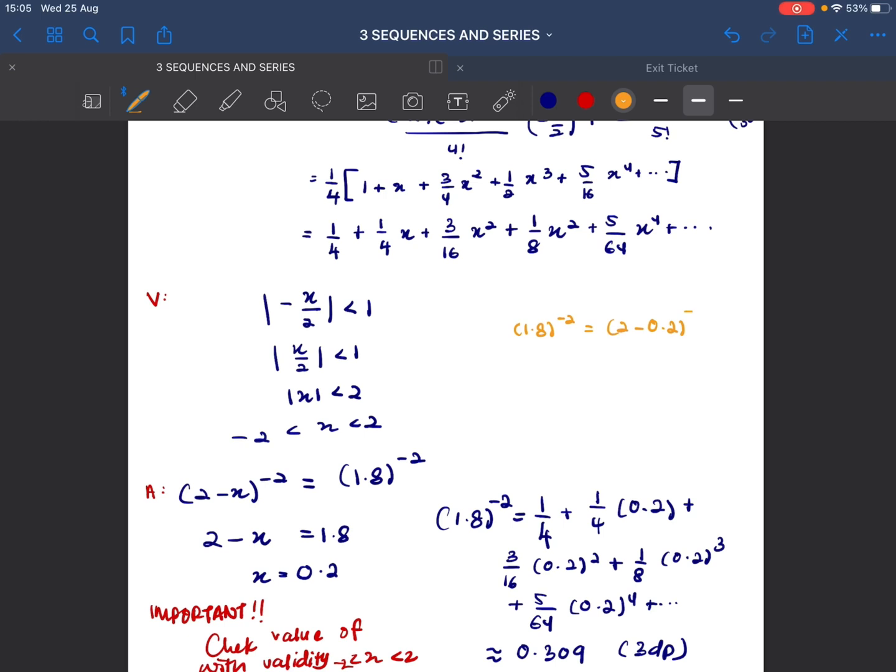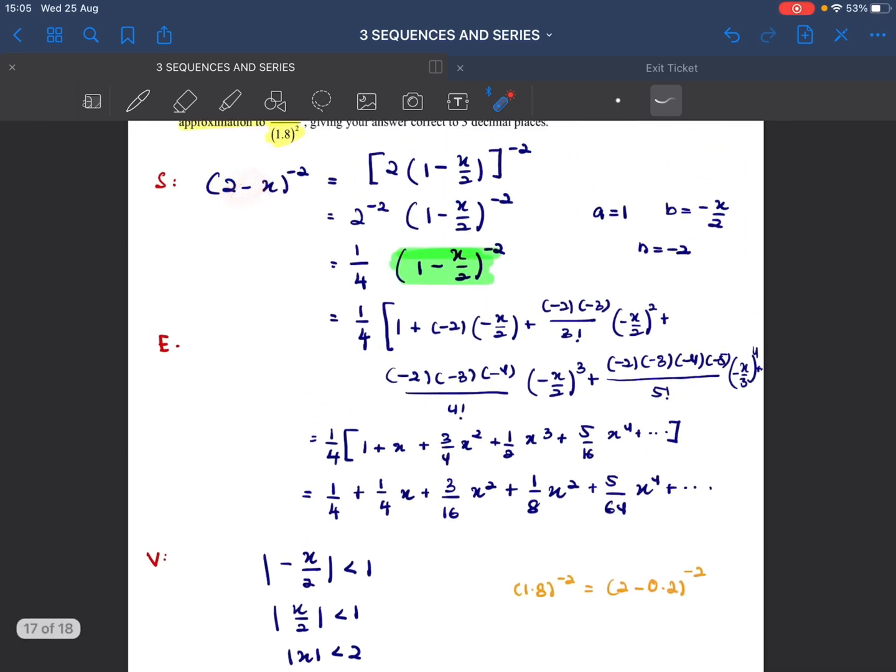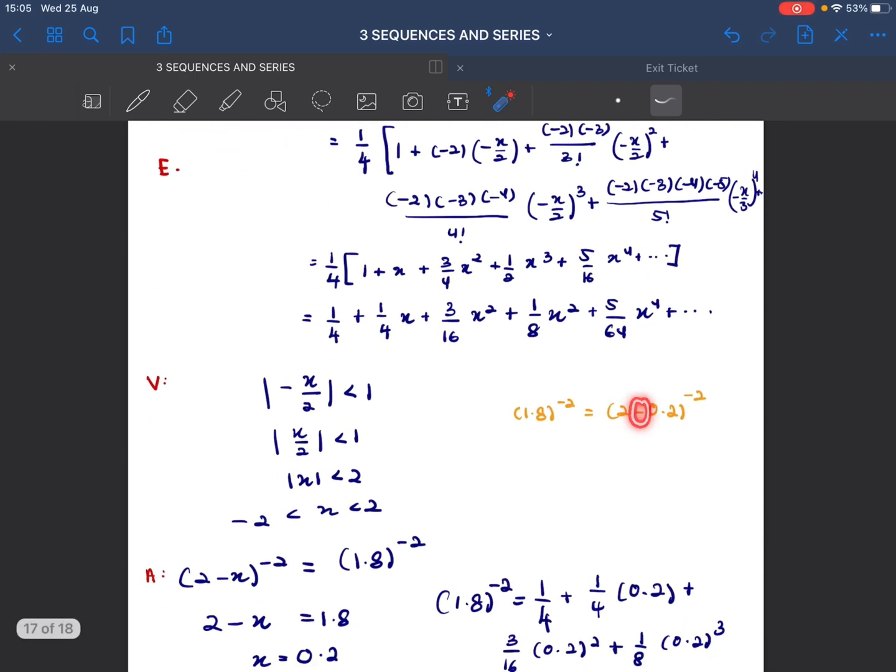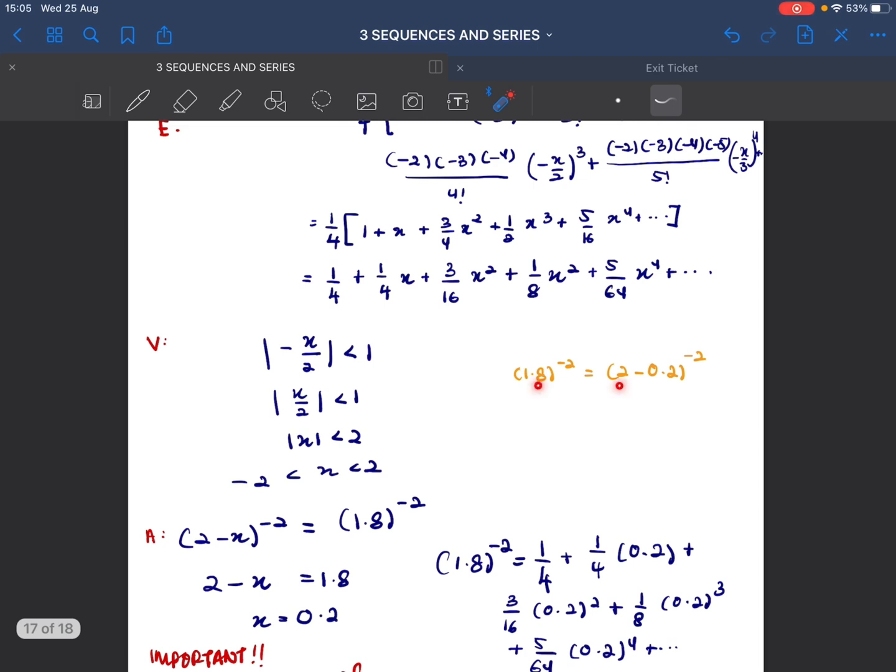Okay, 2 minus 0.2. So untuk buat macam ni, let's say kalau x kamu tak masuk dalam validity kita, x is not in the validity, we have to use this way to find our x. So cara dia macam mana? Mesti kena sama pattern dia. So kalau kat sini negatif, kat sini kena negatif. Okay, so we know that 1.8 is equals to 2 minus 0.2.